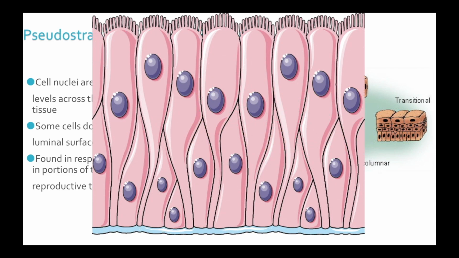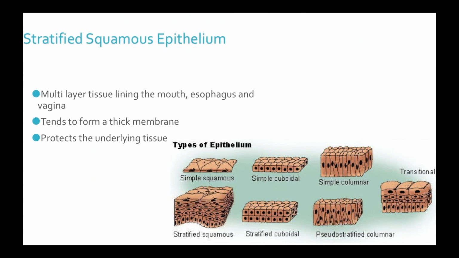So they're all attached to the basement membrane of the cell so that they're not susceptible to the luminal pressures, but not all of the apical surfaces of the cells reach the lumen. Okay, so they're kind of interesting in that way. So pseudo kind of means sort of. Normally these are in the respiratory tract, most often ciliated with goblet cells in between.